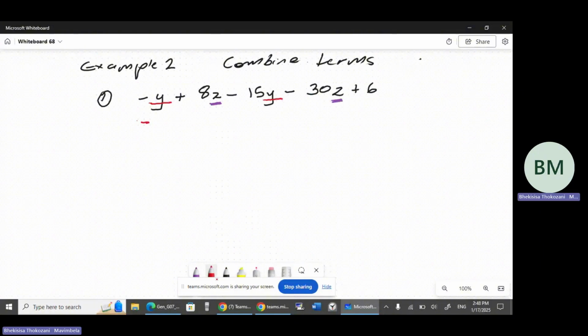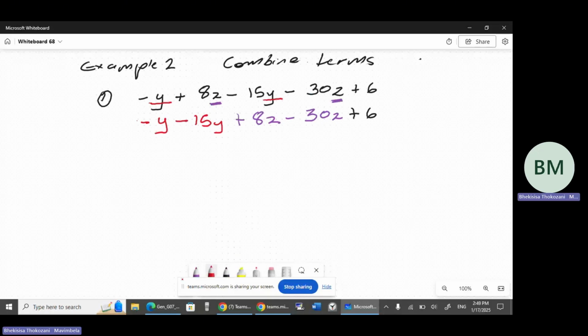So I would like to start with minus y minus 15y. All right, I'm going to finish this one here. And then you have plus 8z minus 30z. And we have a constant here, which is 6.